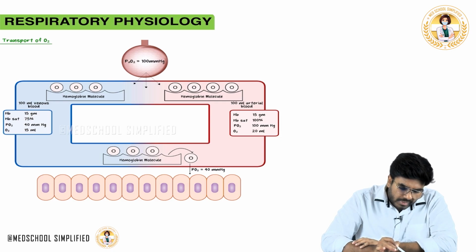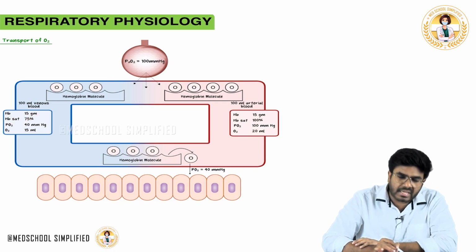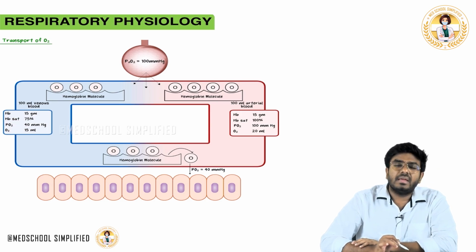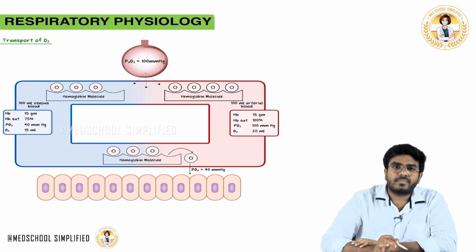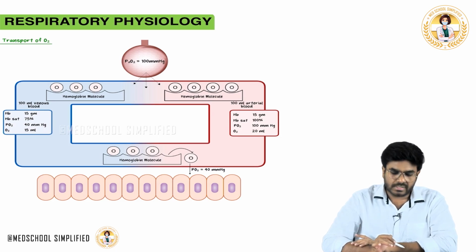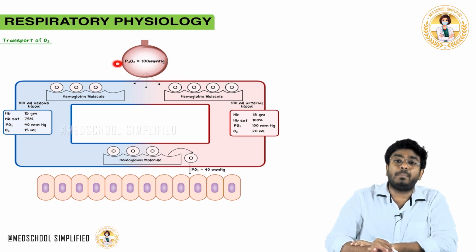Now one hemoglobin molecule is how much percent saturated? 75% saturated, sir. Now if you look at the partial pressure of oxygen, it is 40 mmHg. Okay, venous blood, right? It's just 40 mmHg. Now in the alveolus, what is the partial pressure of oxygen? PaO₂. It is 100 mmHg.